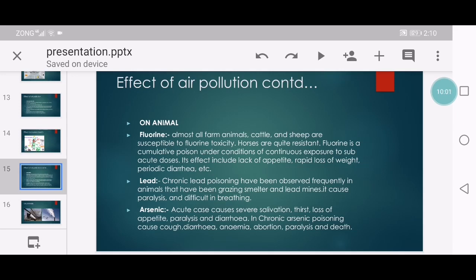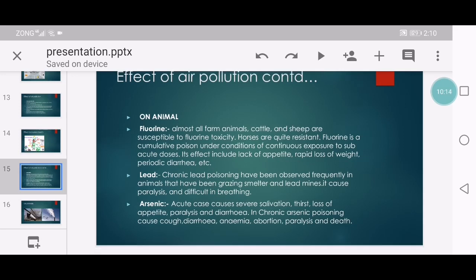Almost all farm animals, cattle, and sheep are susceptible to fluorine toxicity. Horses are quite resistant. Fluorine is a cumulative poison under conditions of continuous exposure to subacute doses. Its effects include lack of appetite, rapid loss of weight, periodic diarrhea, etc.